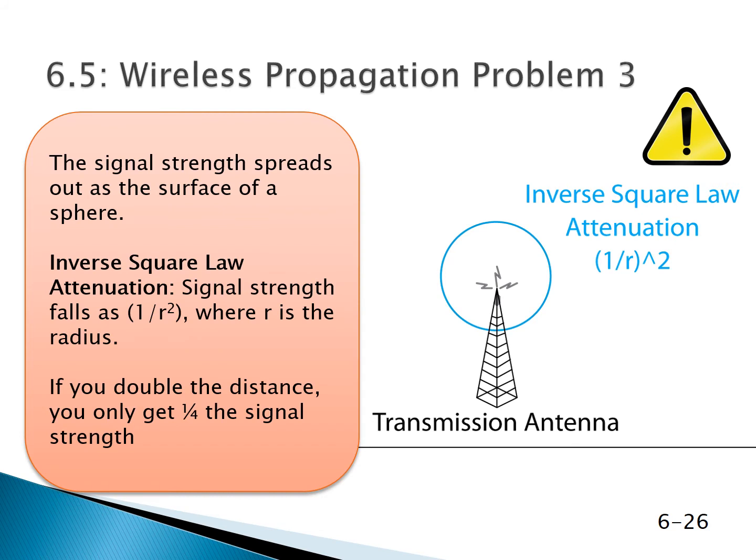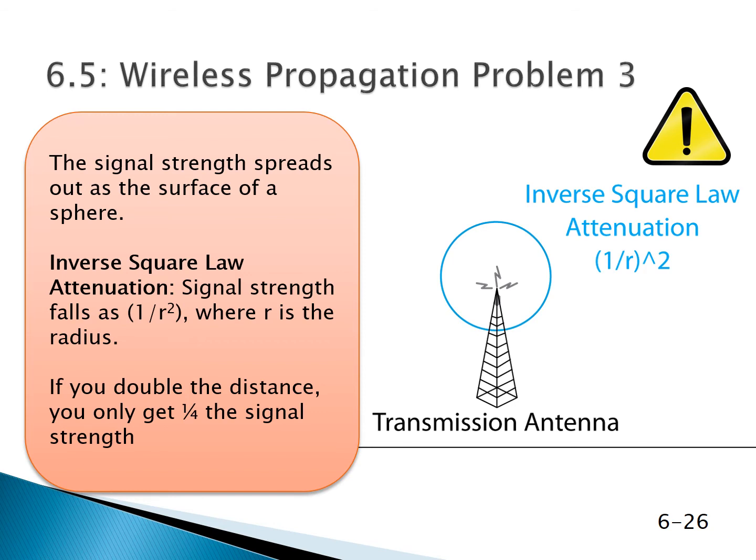So the third problem is what we call signal strength attenuation. Basically the signal strength will spread out as the surface of a sphere like this, right? So when it goes out, the power of the signal becomes weaker and weaker. The signal strength actually falls as 1 divided by r squared, where r is the radius. That's what they call the inverse square law of attenuation. So it will become weaker and weaker, because it's r squared, right?